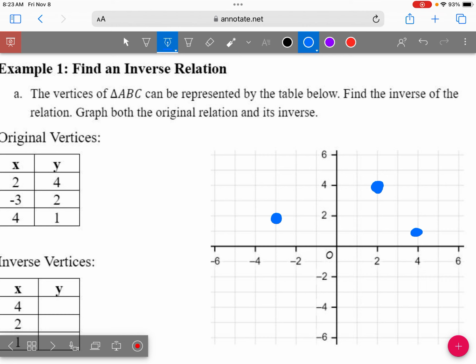Let me make sure I plotted my points right. So we have 2, 4, -3, positive 2, positive 4, positive 1. And then you're going to connect that. Try to make as straight of a line as you can as you're connecting to create your triangle.